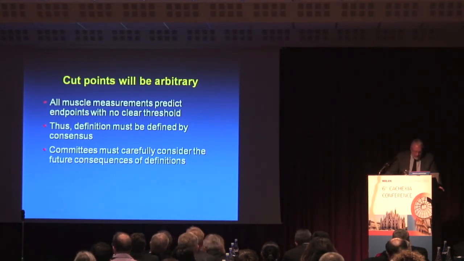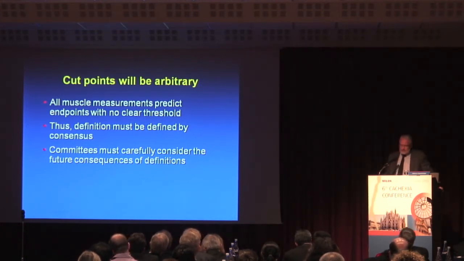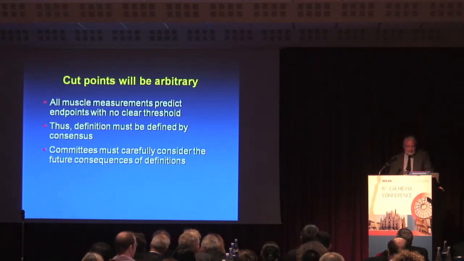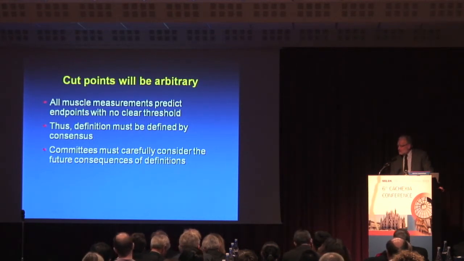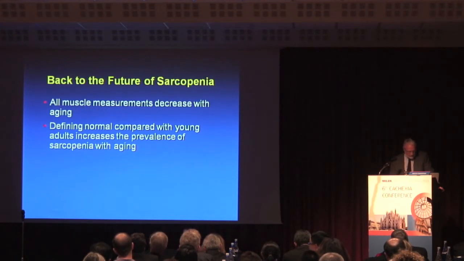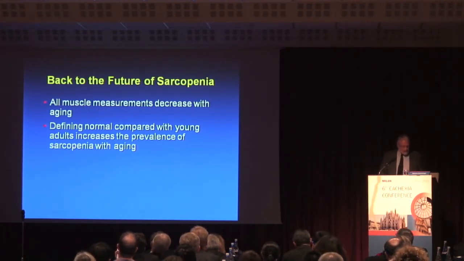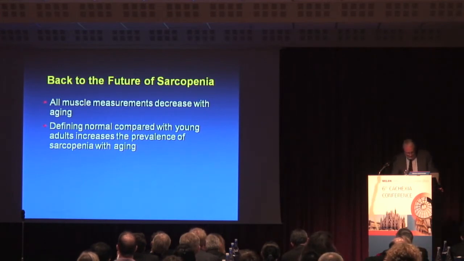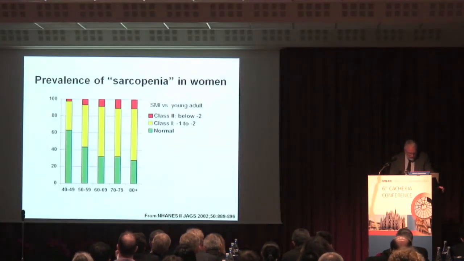However, in doing so, committees need to carefully consider all the future consequences of the definitions that I was just describing for osteopenia: the fear, the worry, the excess use of drugs, or maybe the underutilization of drug therapy amongst those at high risk who don't meet the measurement criteria. And since all muscle measurements decrease with aging, defining normal compared to young values will increase the prevalence of sarcopenia.